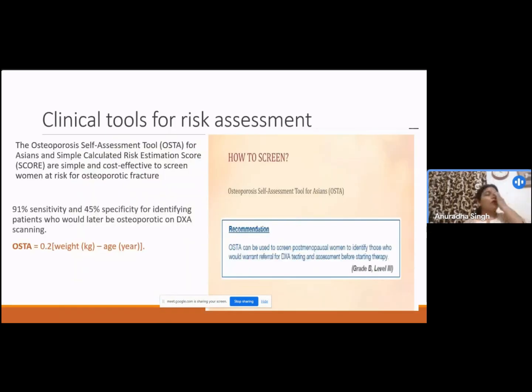Now, when we are talking about the clinical assessment, there are simple clinical tools for risk assessment. One is the OSTA score, which ma'am has talked about. It's the Osteoporosis Self-Assessment Tool for Asians, a simple calculated risk estimation score that is simple and cost effective. It has a high sensitivity of 91%, and it goes by the formula of 0.2 into weight in kg minus age in years.